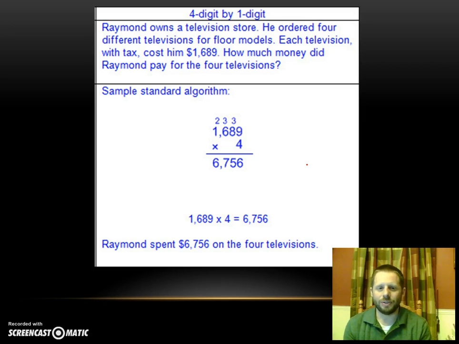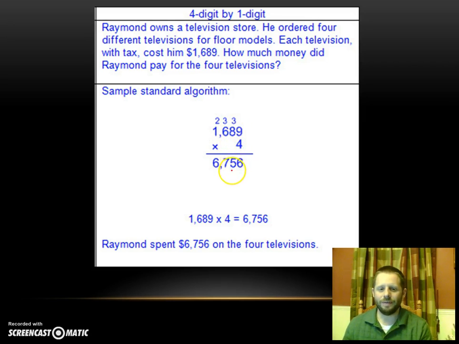So again, here our clue was each. So each one costs this amount, and we are buying 4 of those. So this is a multiplication problem. Okay, so here we have 1,689 times 4. So we're just going to start with multiplying 4 times 9, which will give us 36. Carry our 3. 4 times 8, which is 32, plus our 3 makes 35.